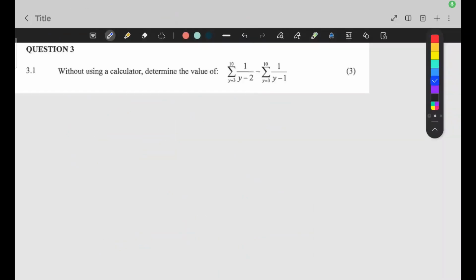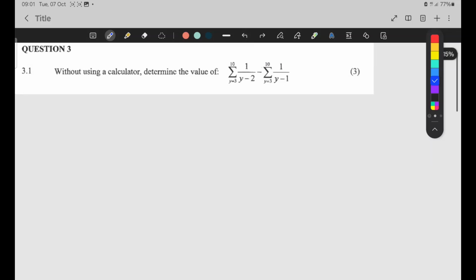Question 3 says, without using a calculator, determine the value of the following expression. So you will have the sum of something minus the sum of something else. Okay, so sigma notation goes with the sum. Now let's deal with this one first. Let's do this part first.